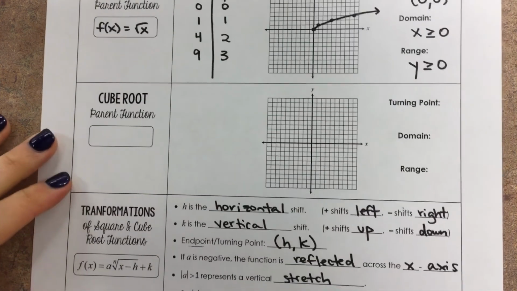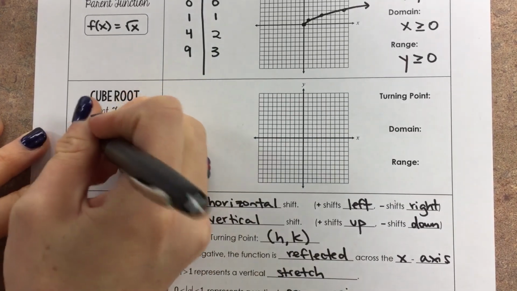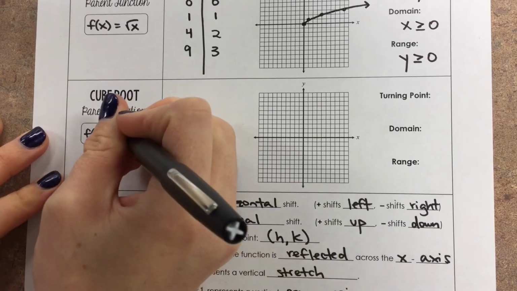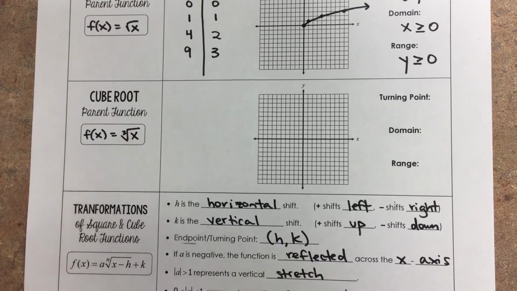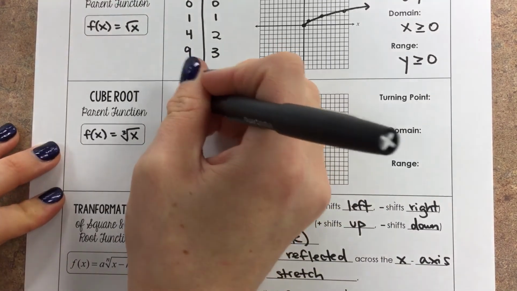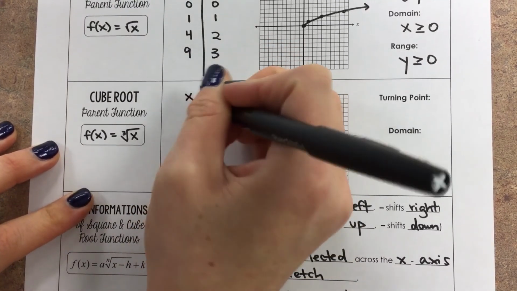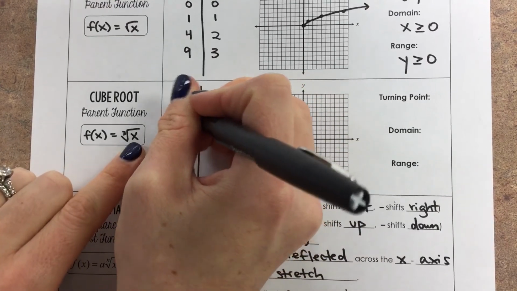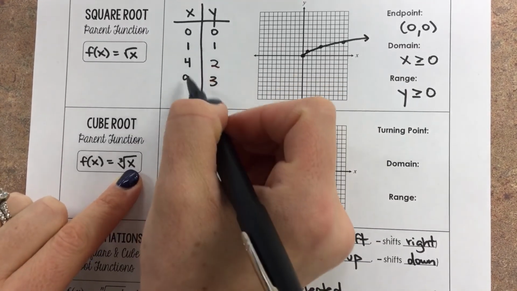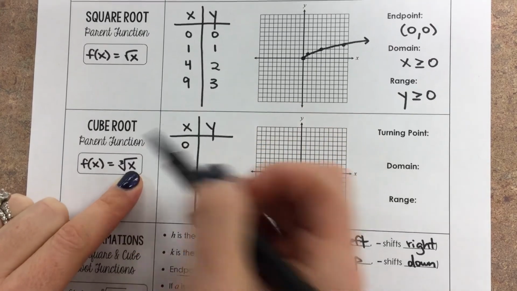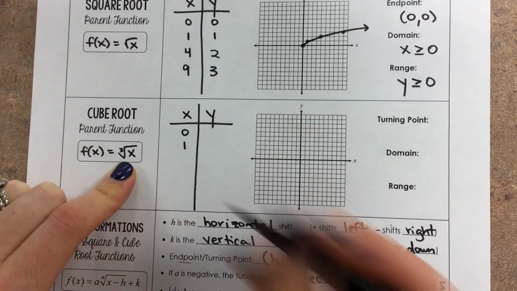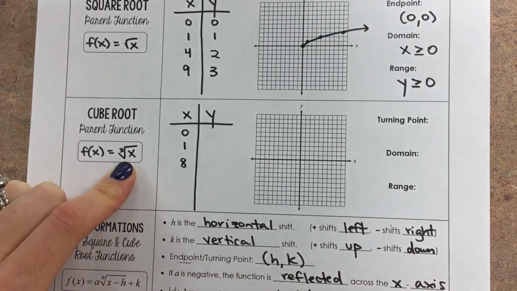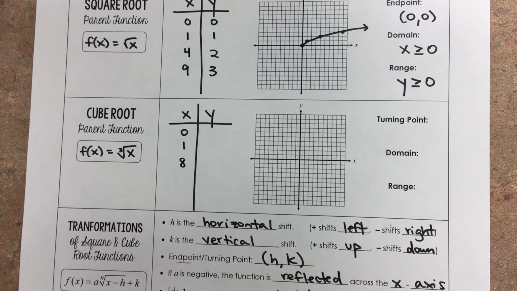So the parent function for the cube roots, remember functions always start with an f of x, and this is just a plain old cube root instead of a plain old square root. So the bend is going to look a little bit different. So when we set up our x values here, we can take the cube root of 0. So remember, just like we did up here, we're only going to use x values that we can actually plug in here. So then cube root, next one we can do is 1.